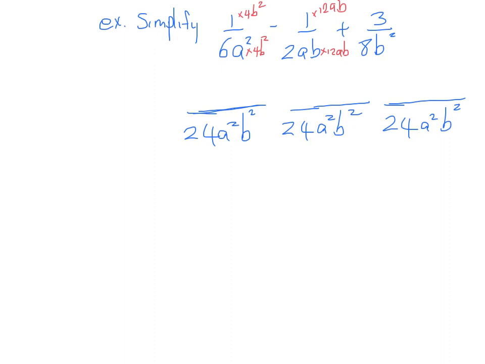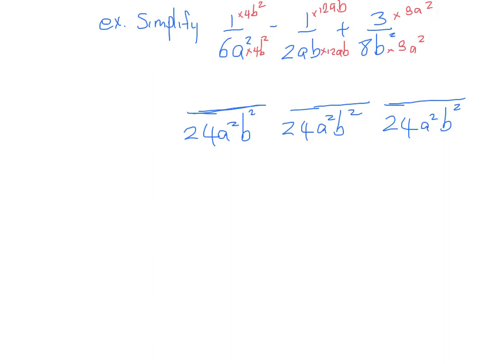All right, and one last one. We have 8b squared here, and we need it to get to 24a squared b squared. And we can do this one a little faster because I think you're getting the hang of it. So this has to be multiplied by 3a squared. And that would get us to 24a squared b squared. And again, we need to do the same for the top. So 3a squared.